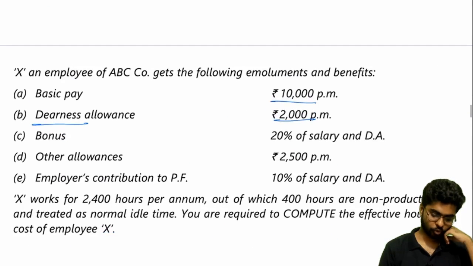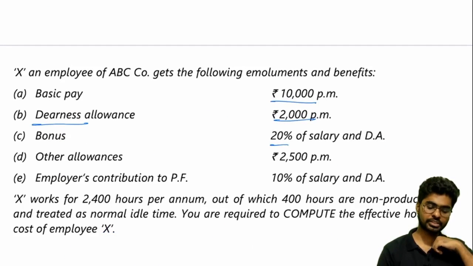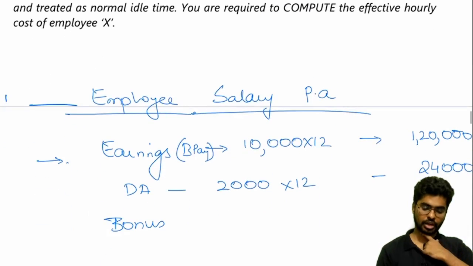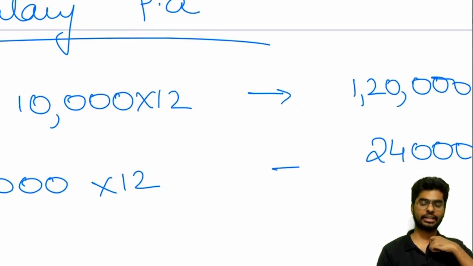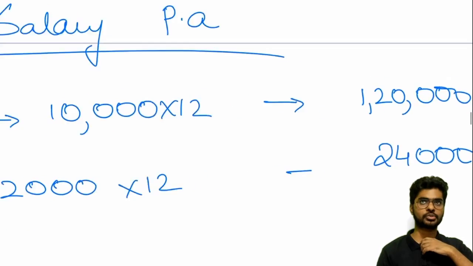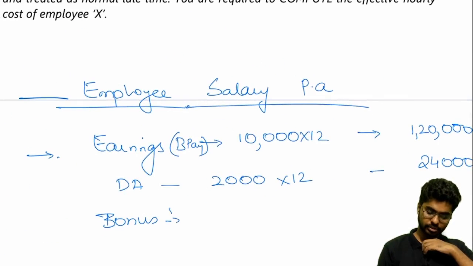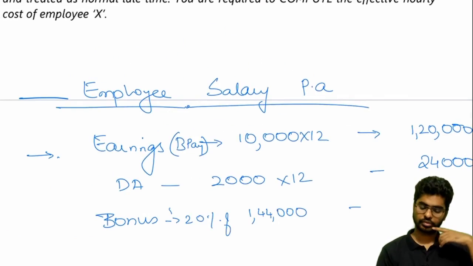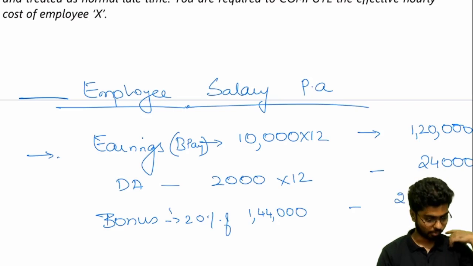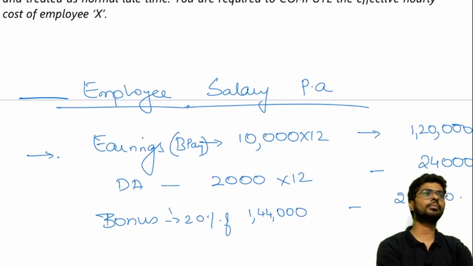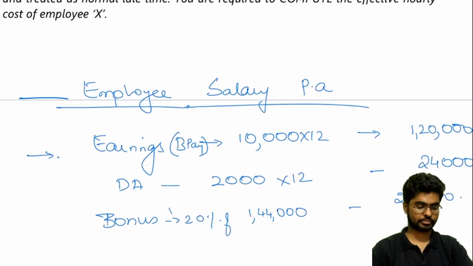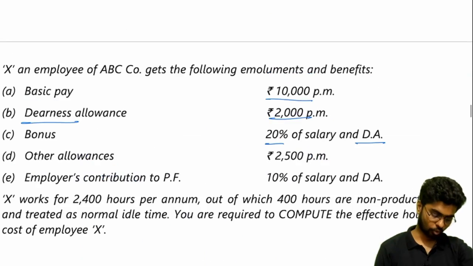Then bonus, what are they saying? 20% of salary and DA. How much is 20% of salary and DA? 1 lakh 20 plus 24, 1 lakh 44,000, 20% of that. Are you clear? Then what's the next one?